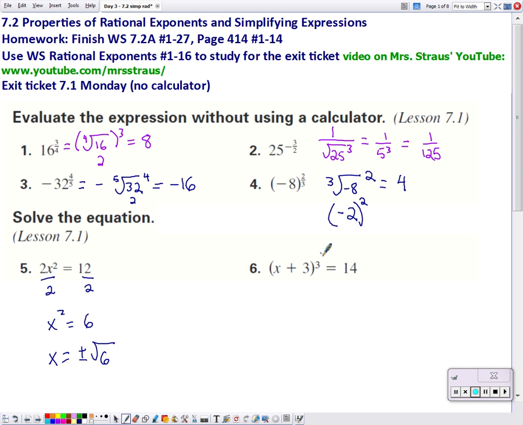Number 6, I'm going to take the cube root of both sides. Because it's an odd root, I don't have to worry about plus or minus, and I've got x plus 3 equals the cube root of 14.